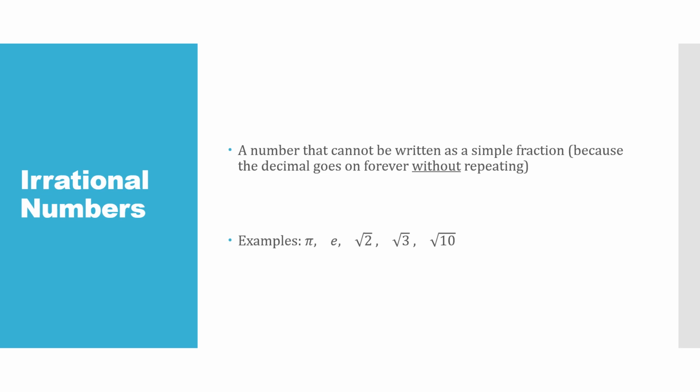Next, we've got the irrational numbers. We were using the symbol P with an extra line in it here. If rational numbers are numbers that can be written as an integer divided by an integer, or numbers that can be written as fractions, then irrational numbers are just the opposite. It's a number that cannot be written as a simple fraction because the decimal goes on forever without repeating. Goes on forever means non-terminating. Without repeating means non-repeating.